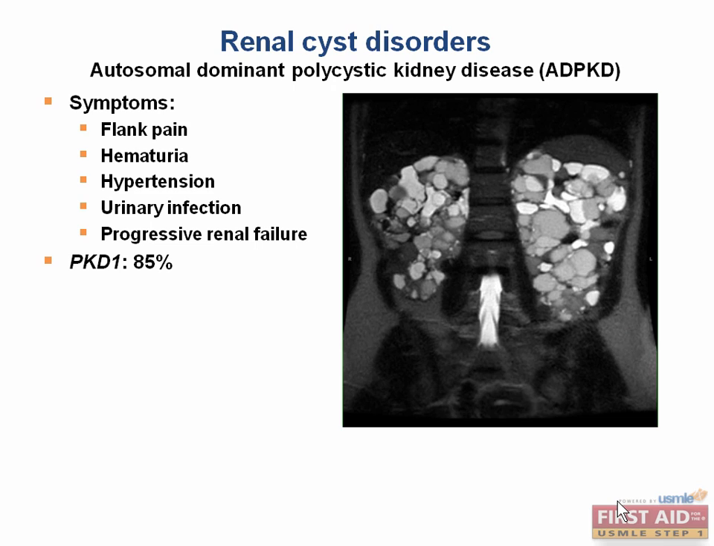Therefore, you can imagine that a mutation in this protein may cause cells to proliferate in a disorganized fashion and form renal cysts rather than renal tubules. 15% of cases are caused by a mutation in PKD2, which codes for a protein called TRPP2. The pathophysiology here is similar because TRPP2 and polycystin 1 are part of the same pathway.